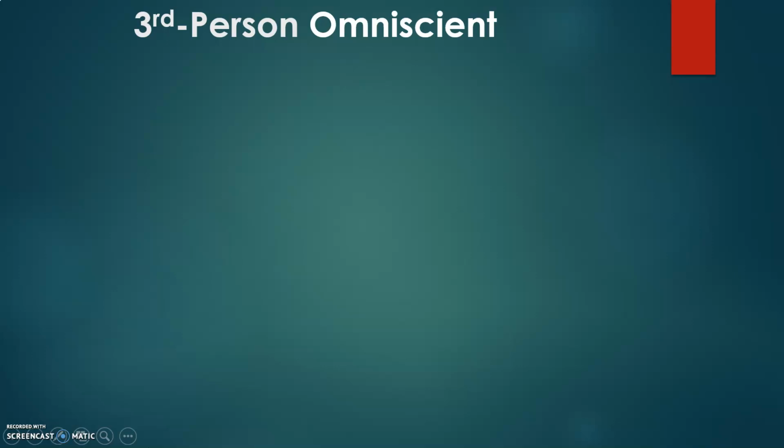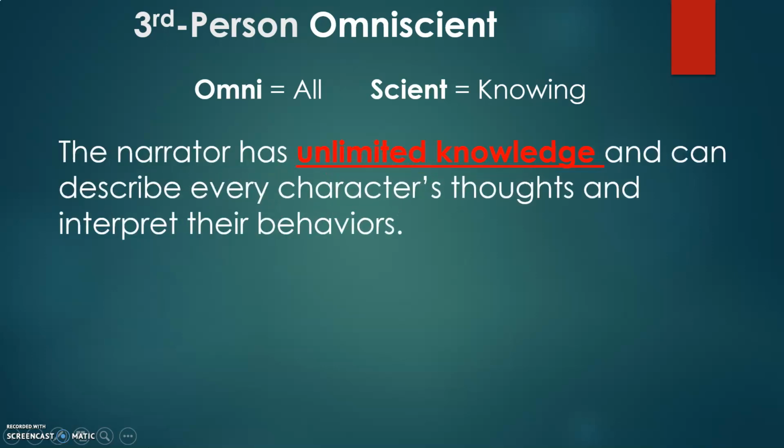Finally, we have third person omniscient. And remember, if you think of that image that we wrote in our matrix for omniscient, it's the all-knowing narrator that knows more than one character's thoughts and feelings. Omni means all, and scient means knowing. So if you think about that, the narrator has unlimited knowledge, and they can describe the characters' thoughts and interpret their behaviors, not just one, but multiple.